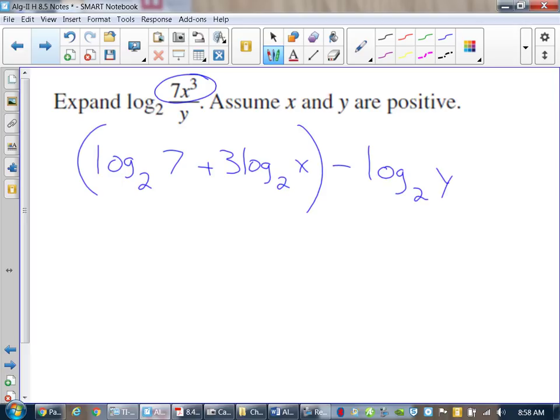Yes, ma'am? How is adding those and then subtracting the last one equal to dividing? The properties. Whenever you have multiplication, you can split it apart into 2 logs via addition. Whenever you have division, you split it apart into 2 logs via subtraction. When you have exponents, the exponent just drops to the front.